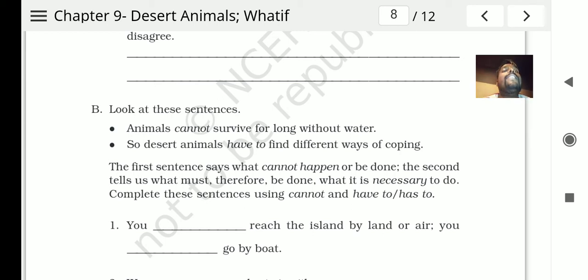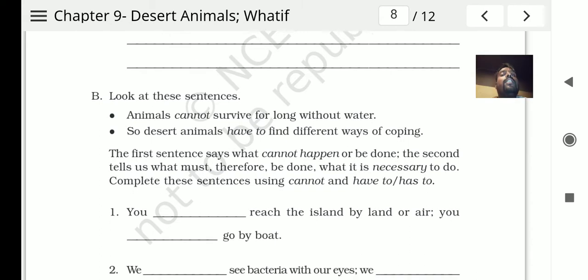Look at these sentences. First one, animals cannot survive for long without water. Next sentence, so desert animals have to find different ways of coping. Here they have given two sentences for examples. What we have to do, let us read out the instruction they have given.